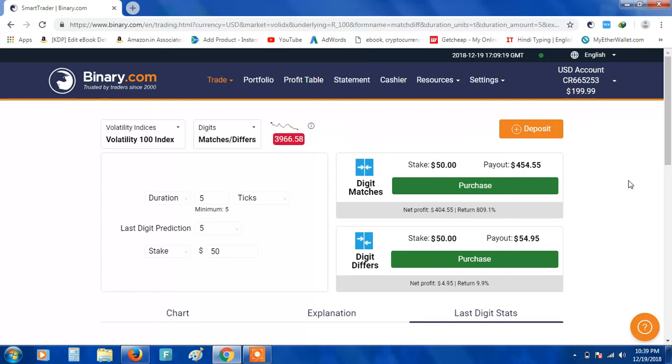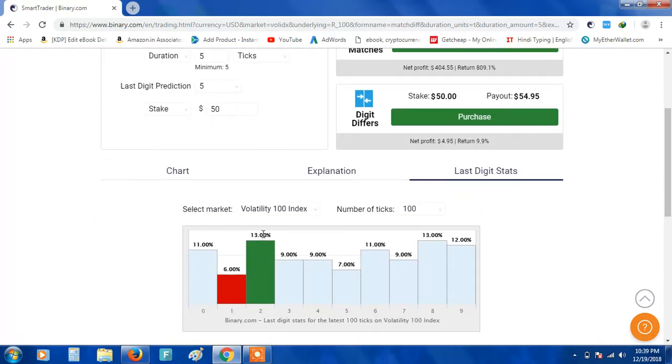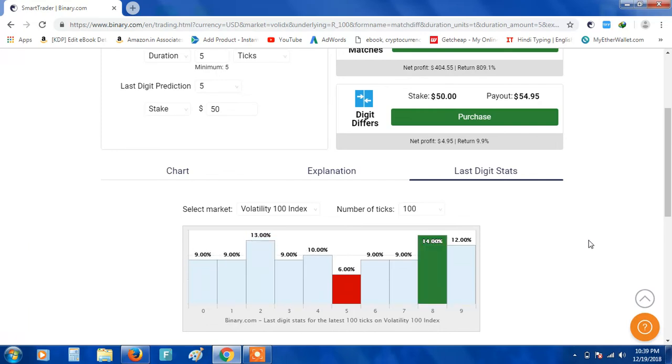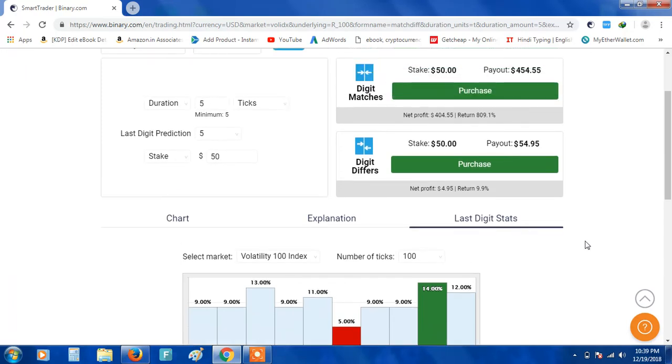Now you just saw how I traded in this trading system. So there are two stats here. One is red, the lesser stats of digits, and the green are the highest stats. So choose between them, one by one. You will be more successful on binary.com.